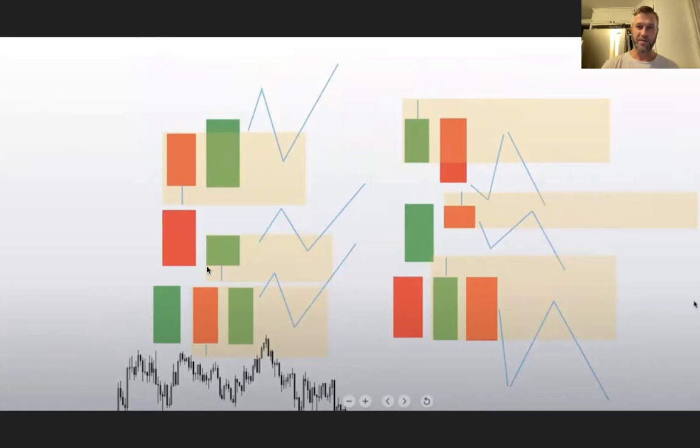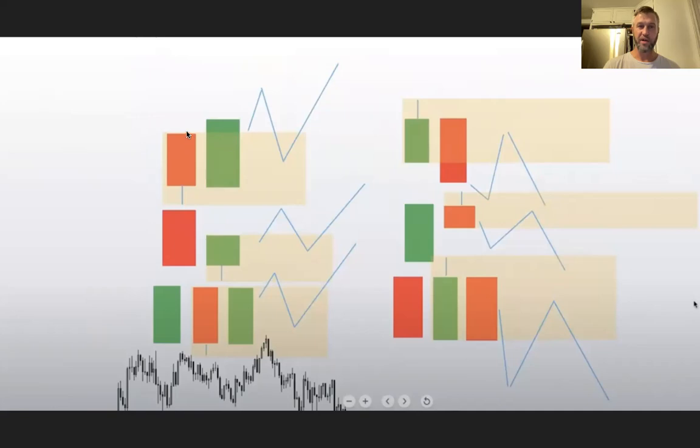I'll go to the bottom one first because this one's a little more complicated. This is what we call a bullish, bearish, bullish. If you see a bullish, bearish, bullish, then likely it's going to come back up. It's going to test down into this order block area again, and it's going to go back up. And you can mark off these order blocks for this.